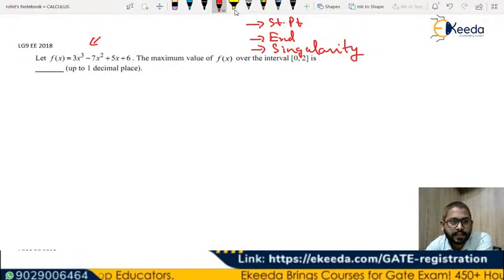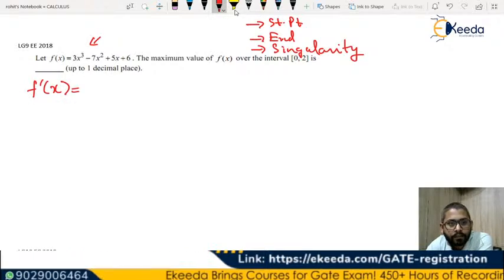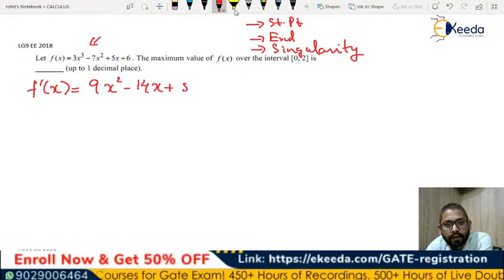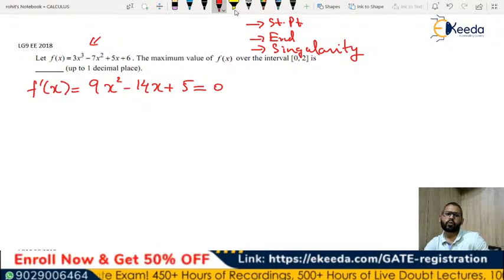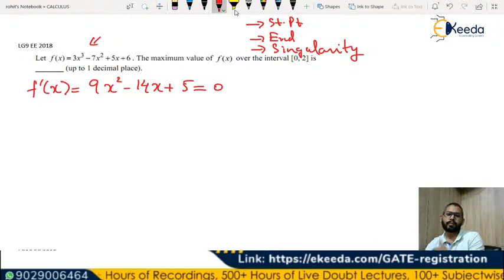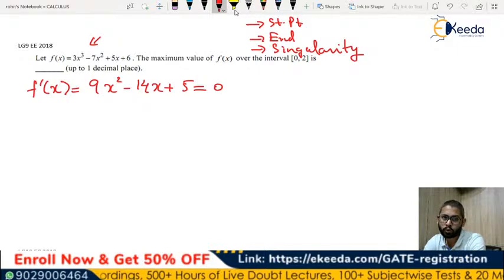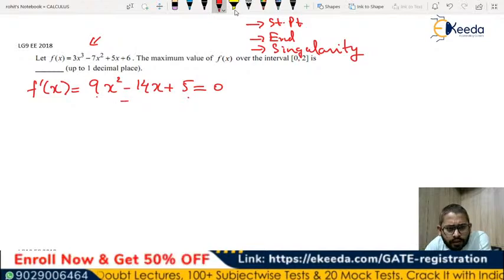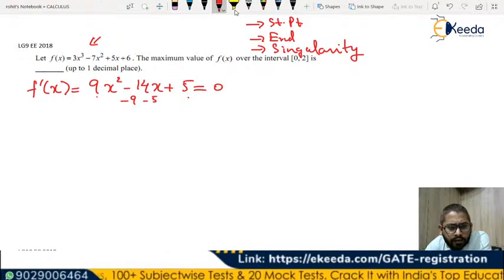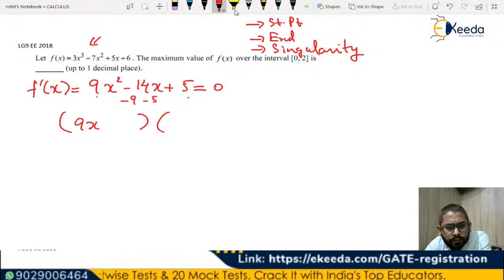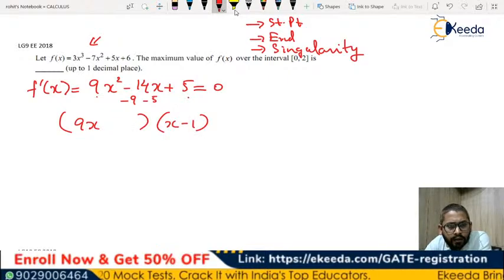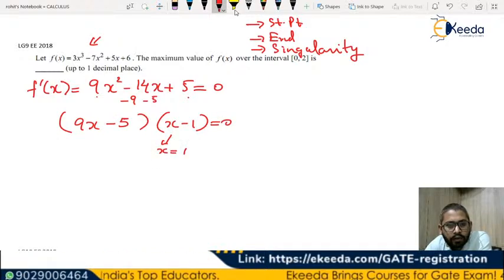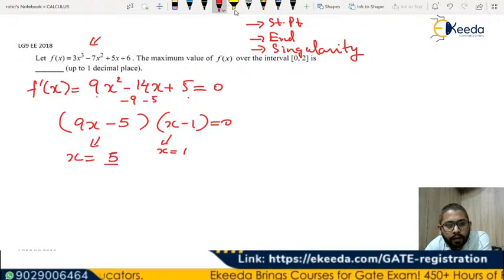So to find the stationary point, we'll have to find the derivative, which is how much? 9x square minus 14x plus 5 equal to 0. Can you see if you put 1 it will be 0, 9 minus 14 plus 5, that means 1 is going to be a root of it. Anyways, you can also see that 9 into 5 and 9 plus 5 is 14. So write it as minus 9 and minus 5. So 9x minus 1... x minus 1 and 9x minus 5 equal to 0. So the roots are x equal to 1 and x equal to 5 by 9.